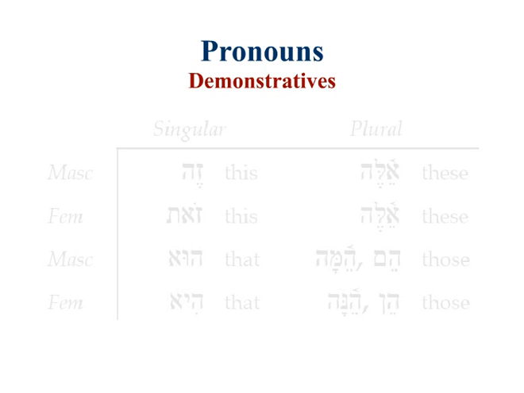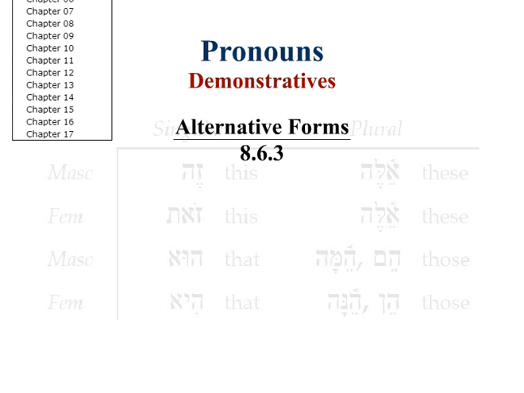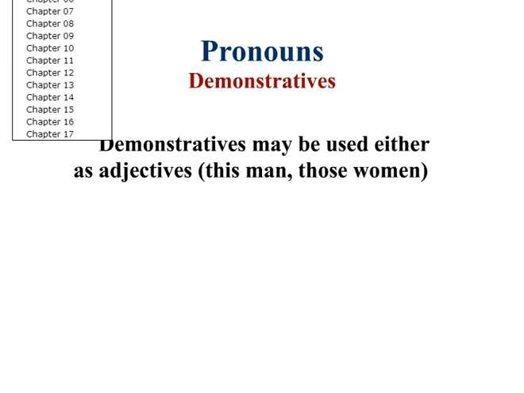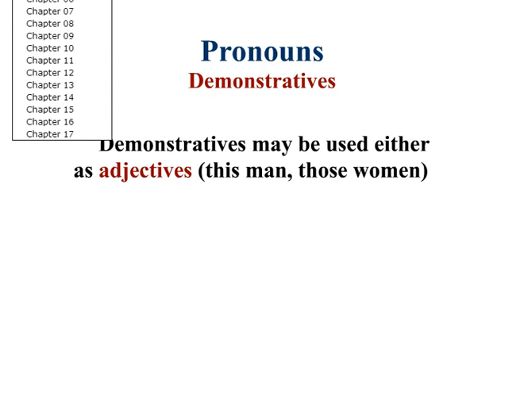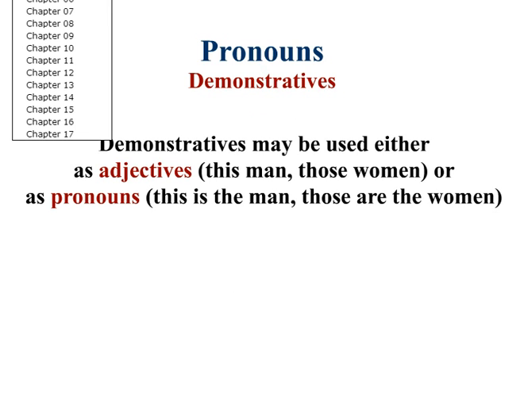Fourth observation. There are a few demonstratives with variant or alternative forms. We refer you in the grammar to 8.6.3. These forms should not necessarily be memorized. Demonstratives may be used either as adjectives, that is, demonstrative adjectives, this man, those women, or as demonstrative pronouns, this is the man, or those are the women.